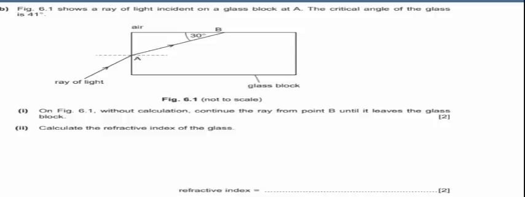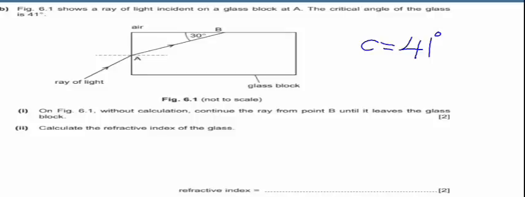So the next question, which is question B, reads, figure 6.1 shows a ray of light incident on a glass block at A. The critical angle of the glass is 41 degrees. So we have 41 degrees as the critical angle. So we can say critical angle, which is C, is equal to 41 degrees. Now as for Roman numeral number 1, it is saying on figure 6.1, without calculation, continue the ray from point B until it leaves the glass block, 2 marks.